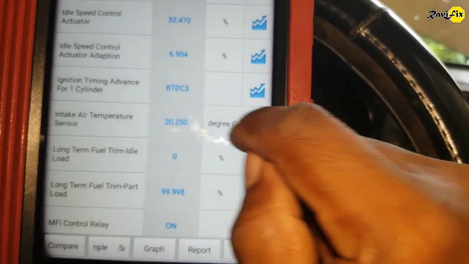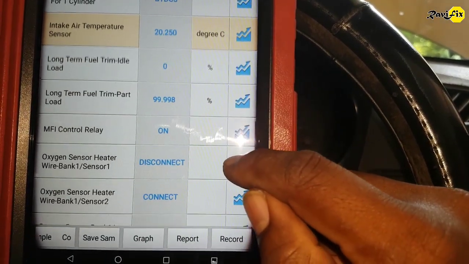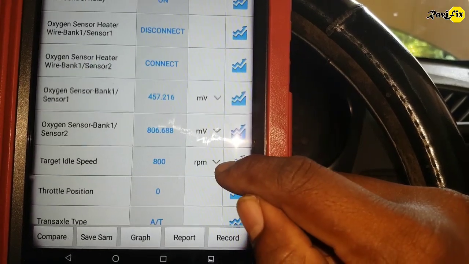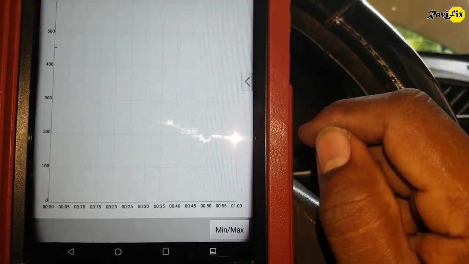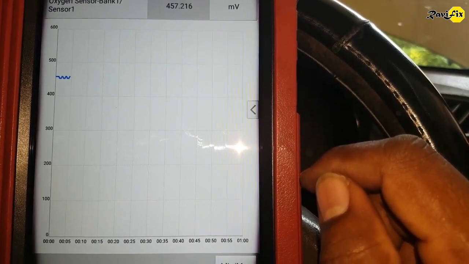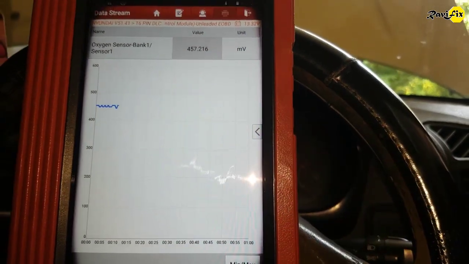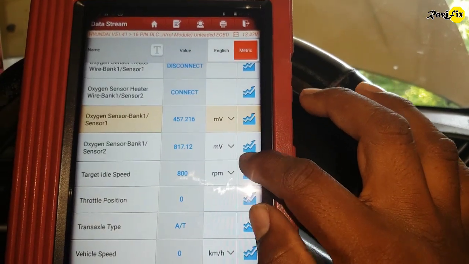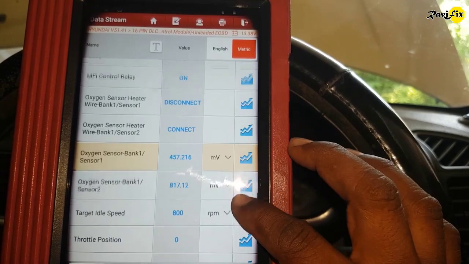Next, you can see the intake air temperature sensor. It seems to be a low input value as shown in the fault code. Here is the oxygen sensor bank 1 sensor 1. Around 450 millivolts seems to be the bias voltage. That indicates the sensor signal is in open circuit. So this data reveals that the oxygen sensor, airflow sensor and intake air temperature sensor output data is incorrect.